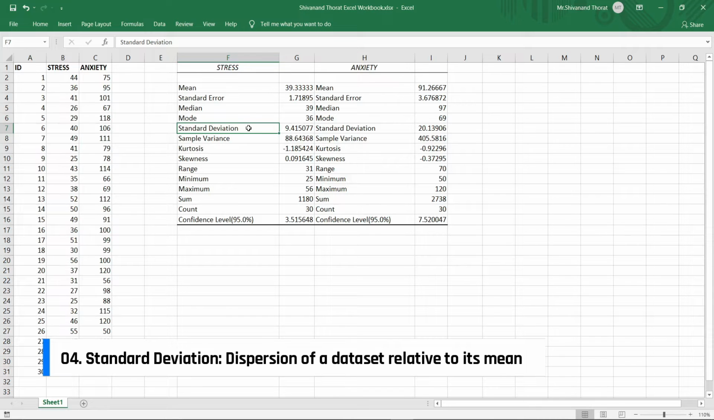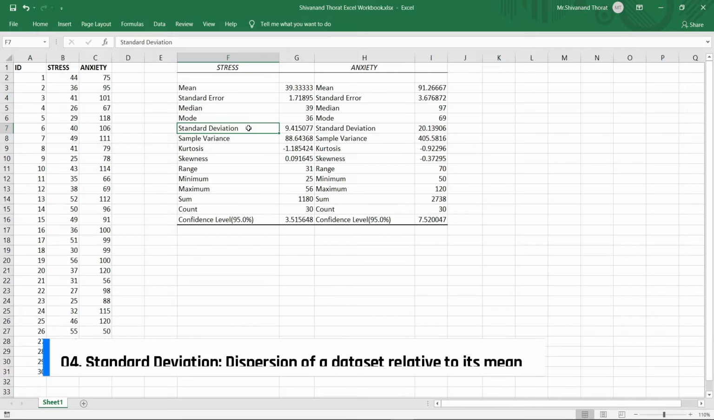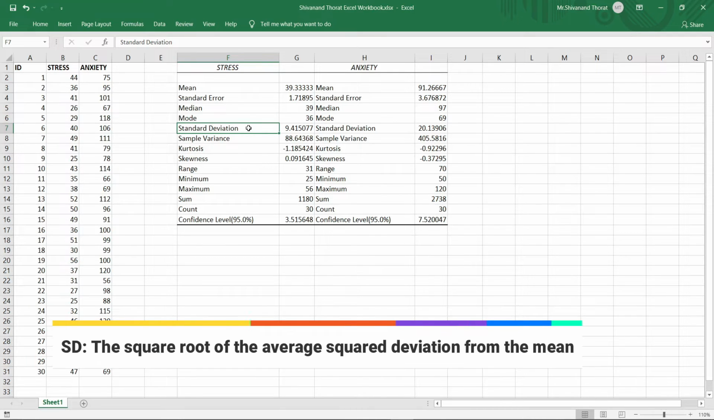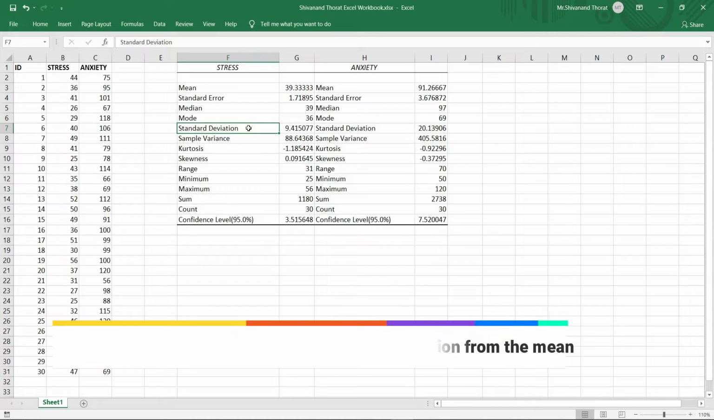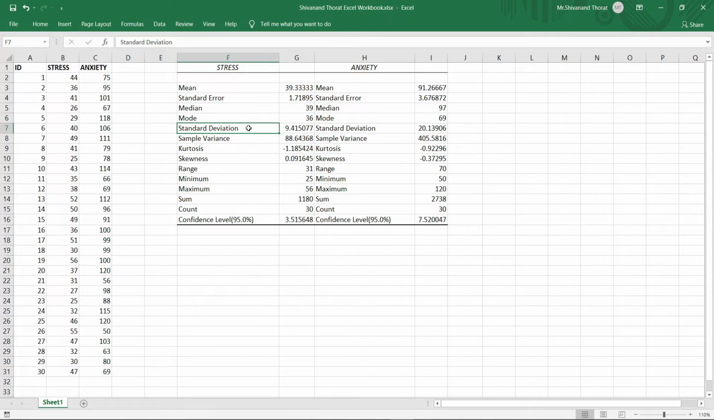Standard deviation is a statistic that measures the dispersion of a dataset relative to its mean. It is calculated as the square root of the average squared deviation from the mean. Here, if I calculate mean value and subtract mean value from all the scores and then take their squared values and then take average of all and then take its square root, I'll get the standard deviation value. The greater is the standard deviation, greater will be the magnitude of the distribution.